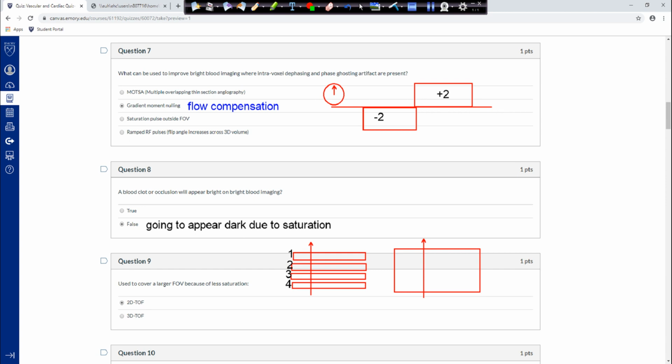What are our advantages with 3D? What are our advantages here? Overlap. What's that? You said 3D? Yeah, what are our advantages with this slab as opposed to slices?